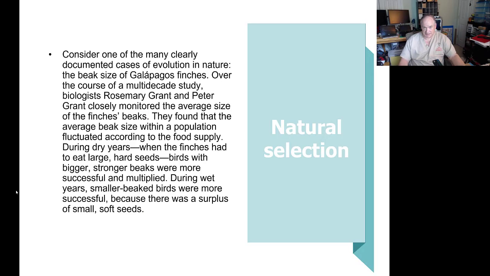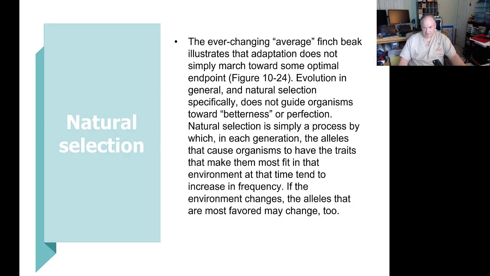Consider one of the clearly documented cases, beak size in the finches of the Galapagos Islands. Over the course of a multi-decade study, Rosemary Grant and Peter Grant, the family in the paper that I provided, monitored the average size of the finches' beaks, and they found that the average beak size within the population fluctuated according to the food supply, the dry years versus the wet years. You could see natural selection occurring or adjusting because of the frequency at which mating occurs in the offspring. This ever-changing average beak illustrates that adaptation does not simply march forward towards some optimal endpoint. Evolution is going to change, and so sometimes it's better this year, and worse another year. But this is one way things get fine-tuned to the environment.